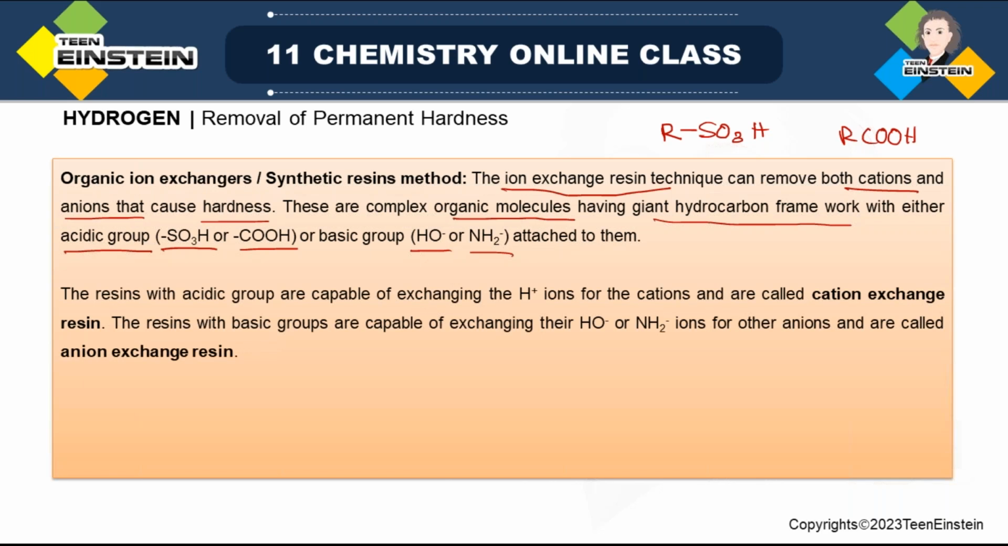Now the resins with acidic groups are capable of exchanging the H+ ions for the cations. So H+ will be equivalent to the cation. In the previous case, you have seen Na+ exchange with Ca2+. Just in place of Na+, now you will have H+, which will come from these groups, and they are called cation exchange resin. But if you have basic groups like hydroxide ion or amide ion, then it will be called anion exchange resin.